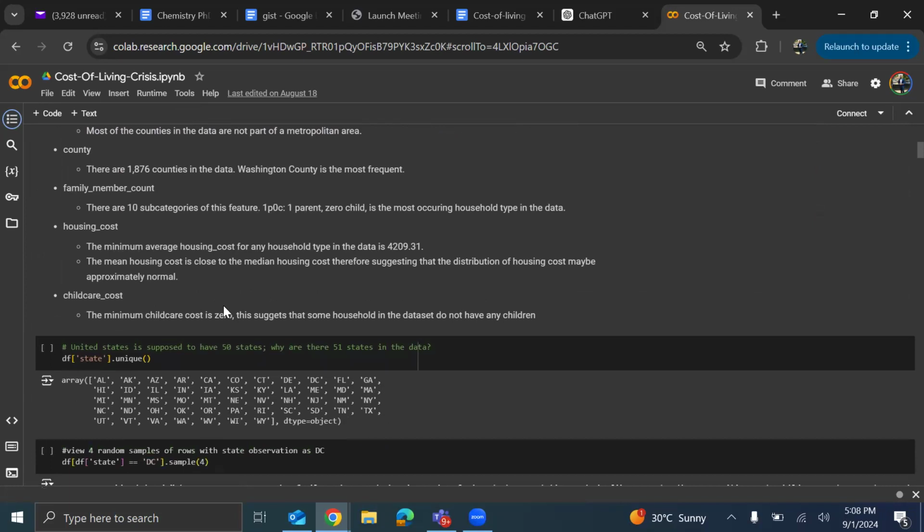This is just for me to know the total number of unique states that I have. The United States is supposed to have 50 states, right? And I'm having 51 states.